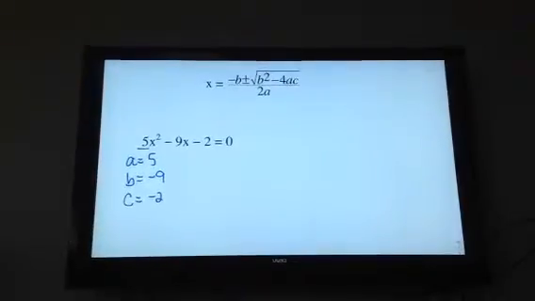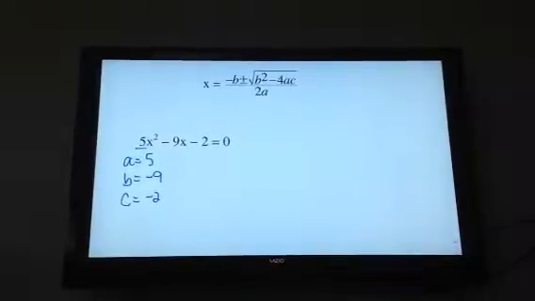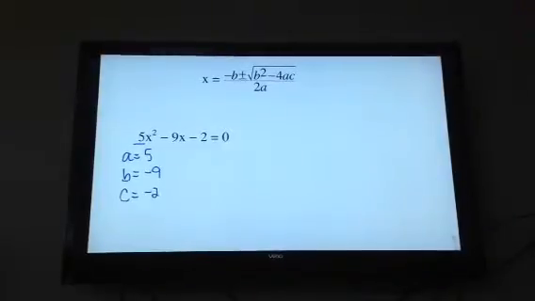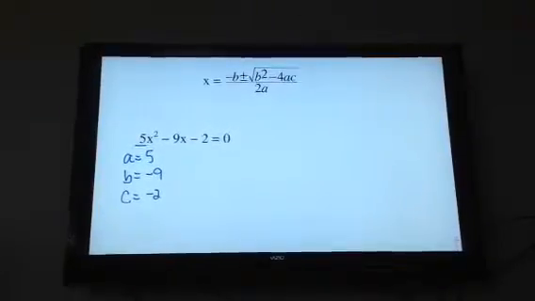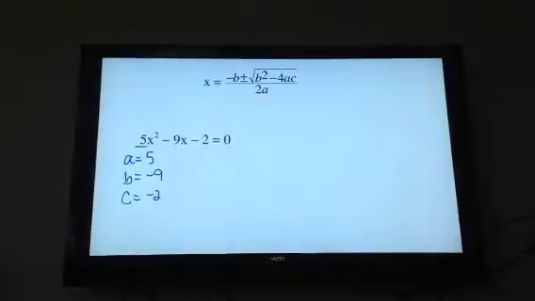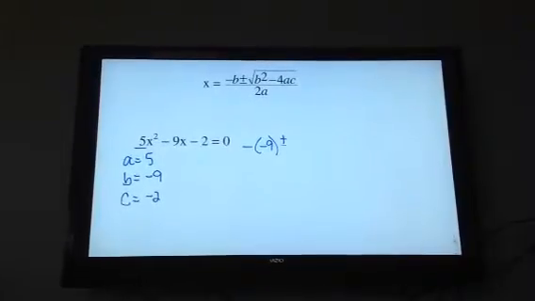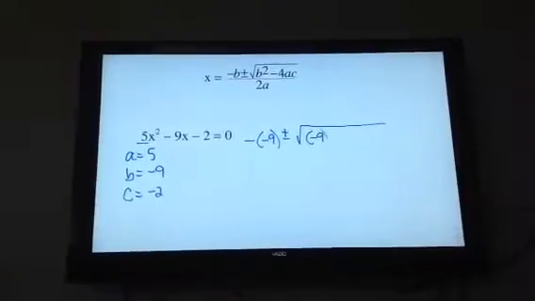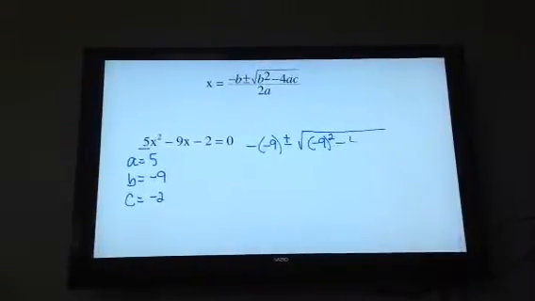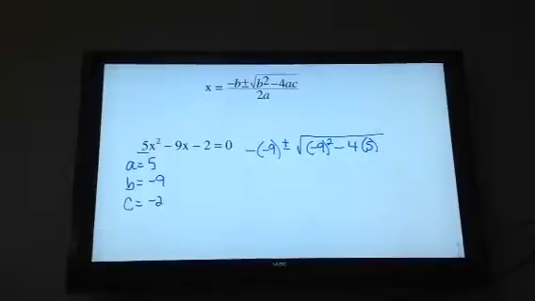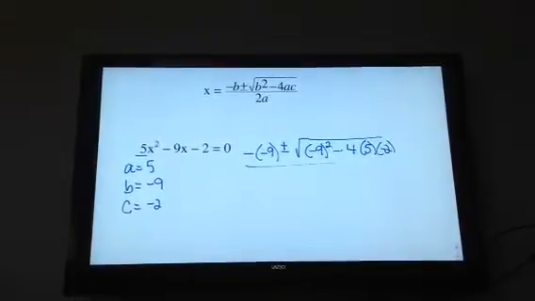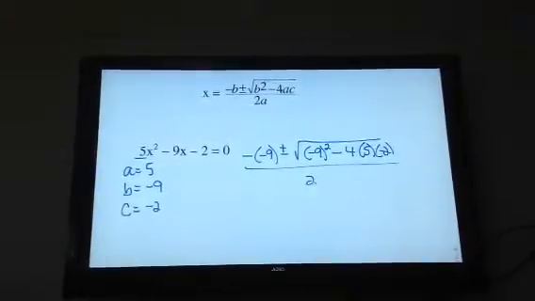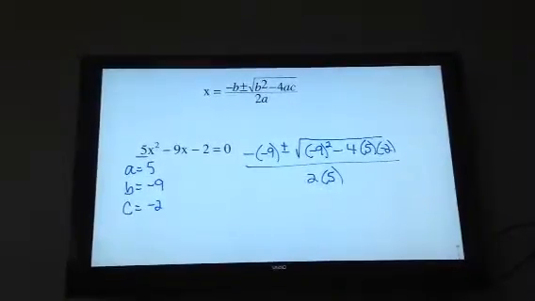Now, I will want to see this work. Plugged in, worked out. I want to see it on your paper. So I'm going to have negative b plus or minus the square root of b squared minus 4ac, all over 2a. So you're plugging numbers in.